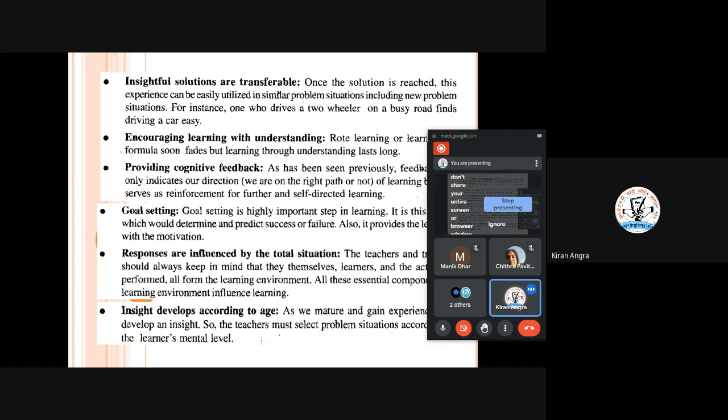Providing cognitive feedback. There is a possibility of feedback, because if you have learned, you can tell and give feedback, whereas there is no possibility of feedback in stimulus and response theories. Goal setting. If you get a success or a failure, it provides the learner motivation and helps him to set the goal. Responses are influenced by the total situation.